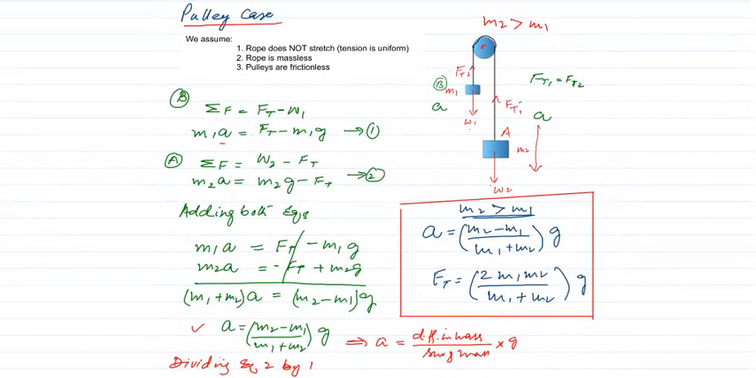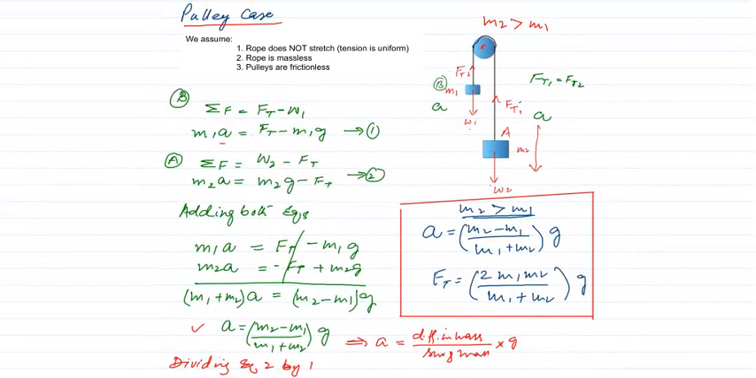And for the A part, the net force is equal to W2 minus Ft, because W2 is greater than Ft. That's why it's moving downward. So W2 minus Ft. Because we are talking about mass 2, M2A equals M2G minus Ft. So we have two equations, equation 1 and equation 2.